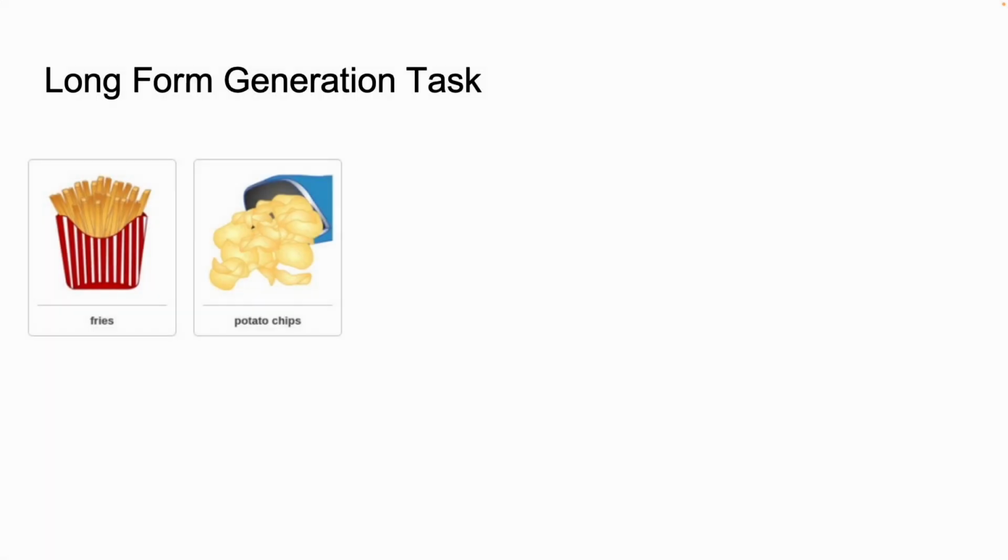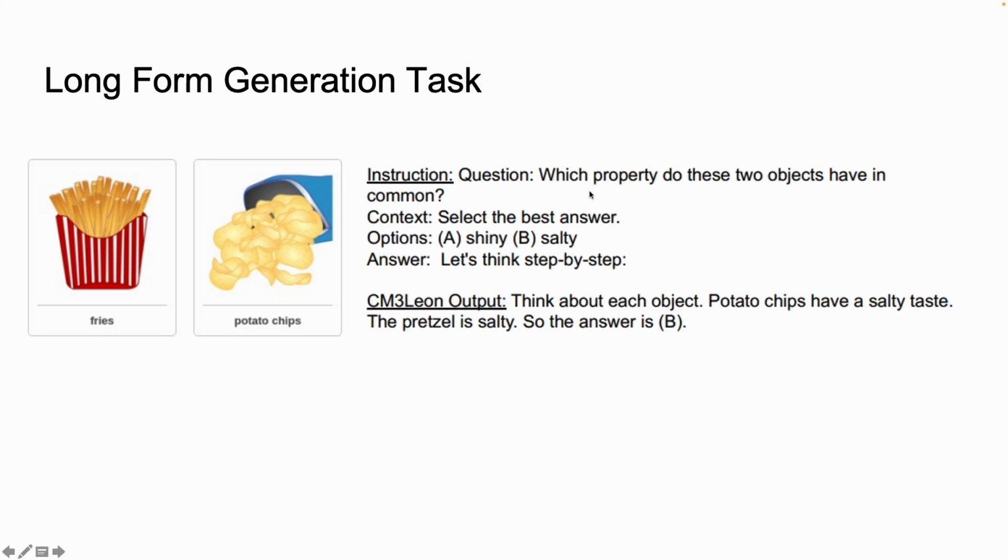Let's take a look at a long form generation task. Here is a picture of fries and potato chips. We ask the model which property do these two objects have in common, and it's able to explain in a step-by-step fashion and answers salty.